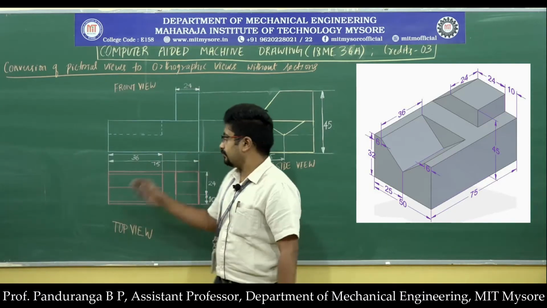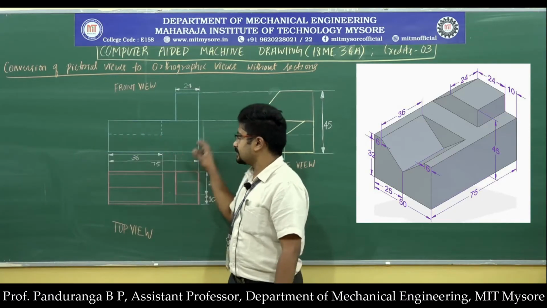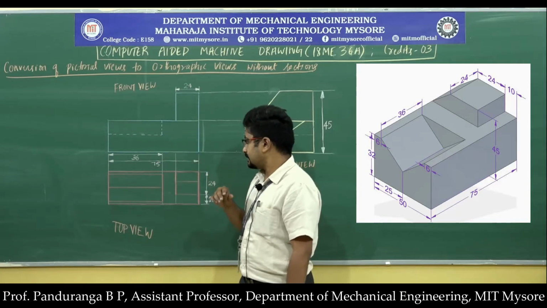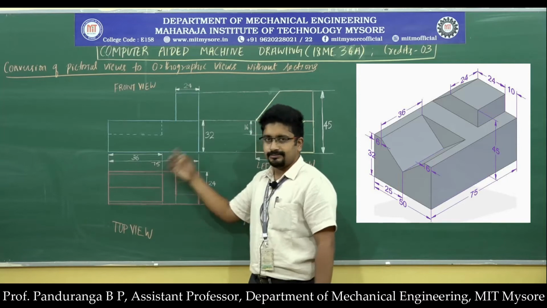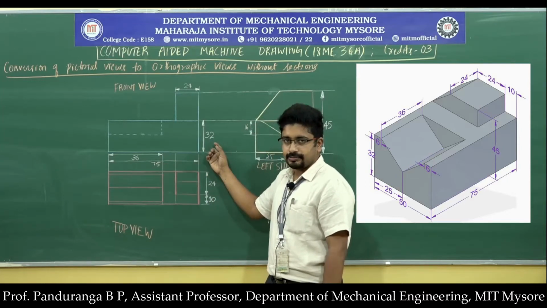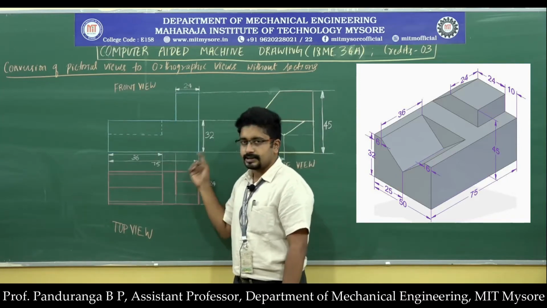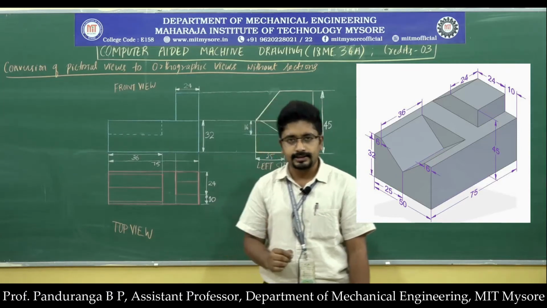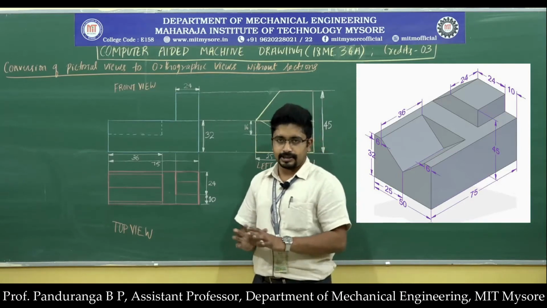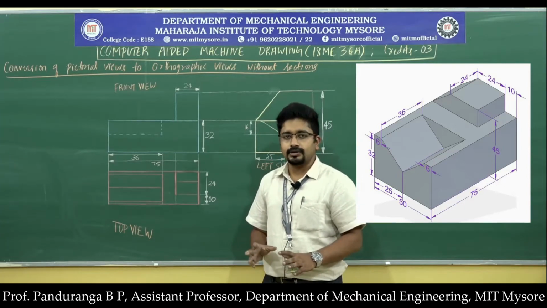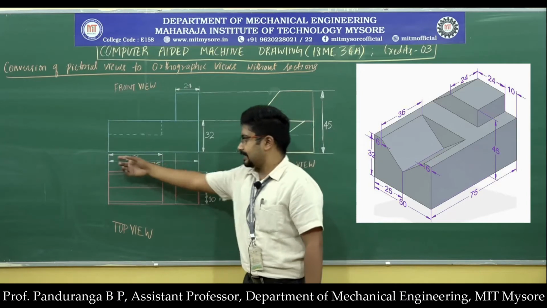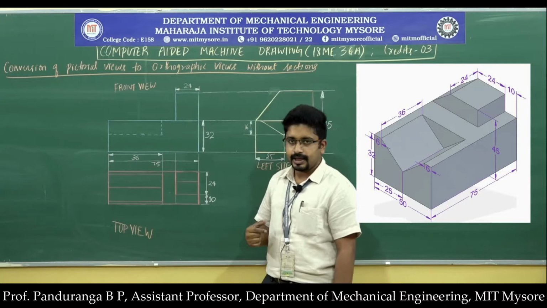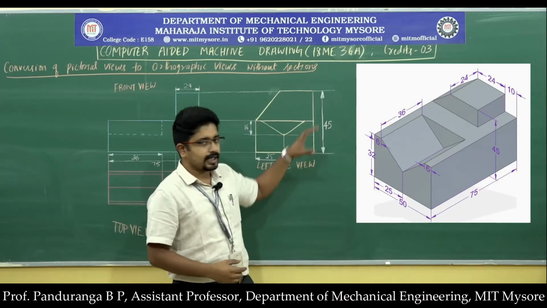In the case of the front view, first I'll draw this rectangle. The base of the object is a rectangle of 75 millimeter by 32 millimeter. I'll construct this. Whenever you are constructing, everything should first be with thin lines. After you have completed the entire view, then you have to darken it. So first I'll construct this 75 by 32 millimeter rectangle.